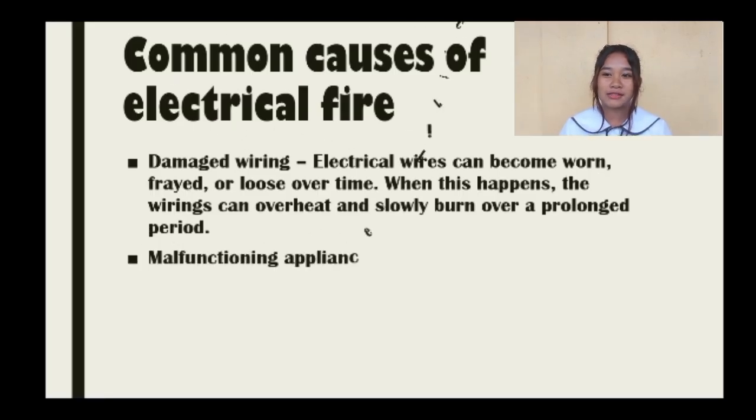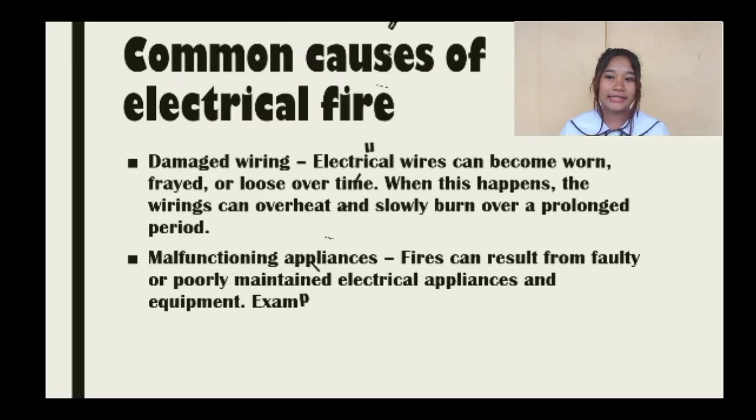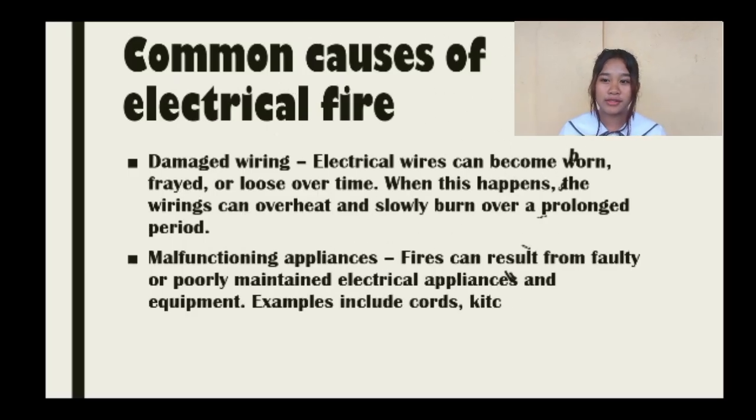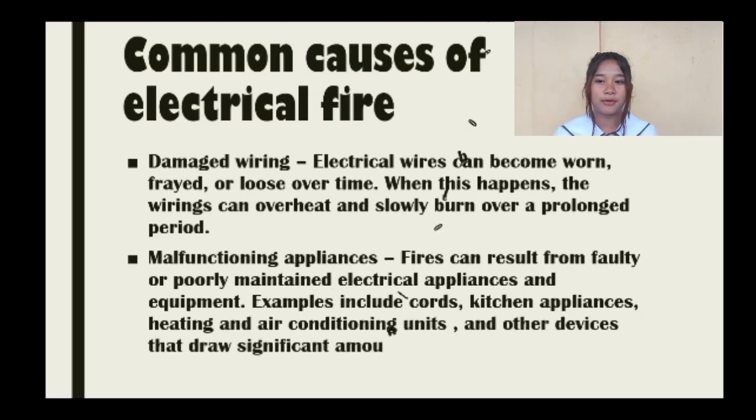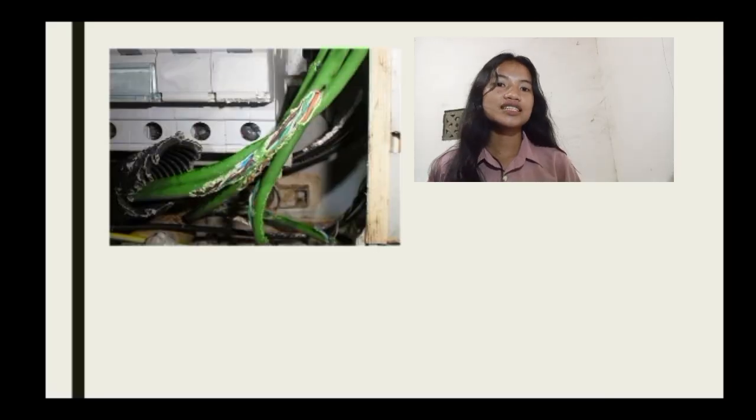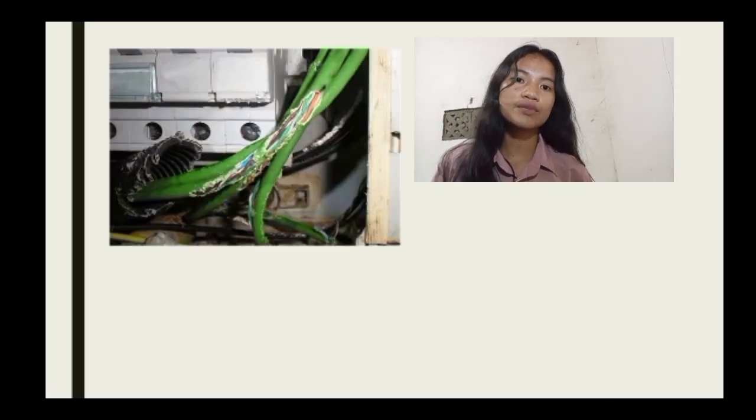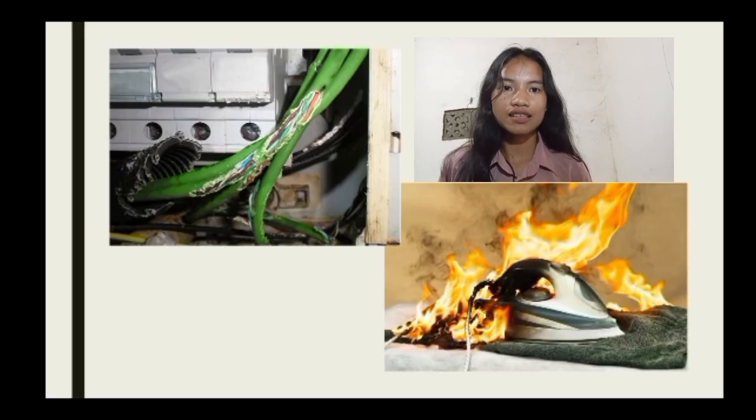Malfunctioning appliances. Fires can result from faulty or poorly maintained electrical appliances and equipment. Examples include cords, kitchen appliances, heating and air conditioning units, and other devices that draw a significant amount of power. As you can see, these are examples of damaged wiring and malfunctioning appliances.